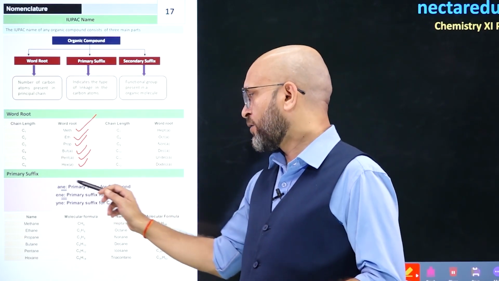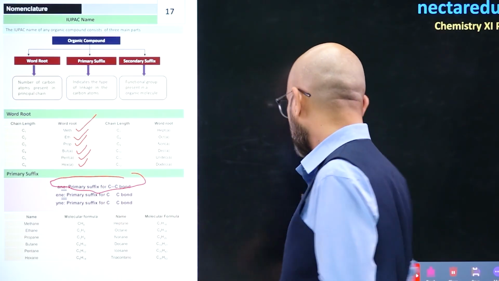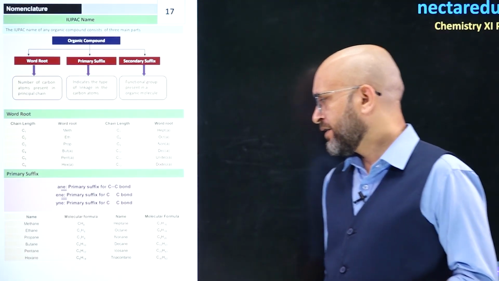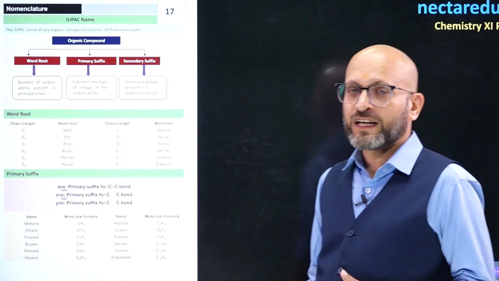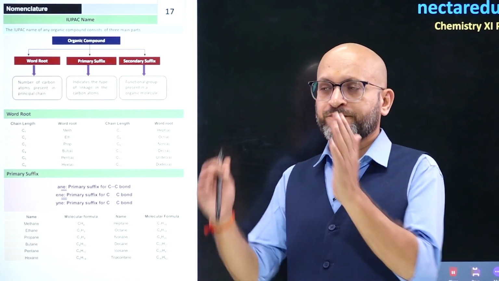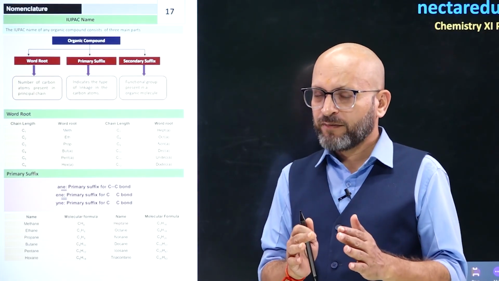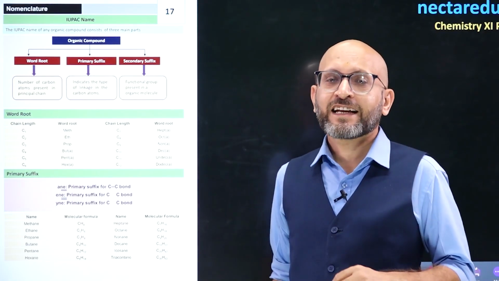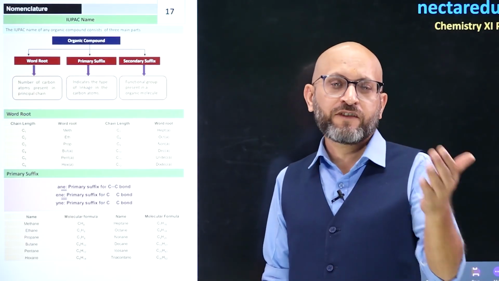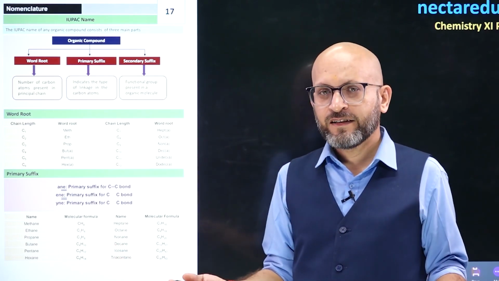If it is single bonded, C-C single bond, then we name it as ane. If a double bond is present, ene; triple bond, ine. Similarly, if we have formulas, from the formulas you can determine which category of compound it belongs to. We will have the root word, then ane, ene, ine according to the primary suffix. Then we will have the secondary suffix which comes from the functional group. In hydrocarbons we do not have a functional group, so we will only have the root word, then ane, ene or ine.